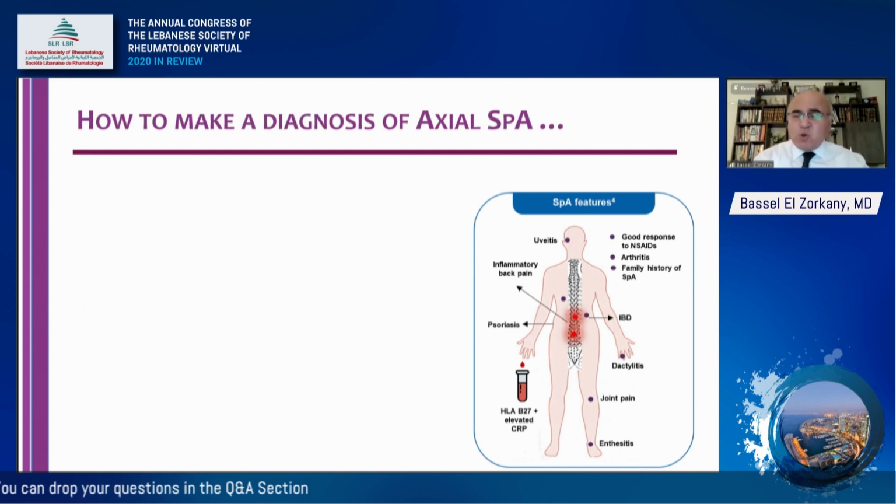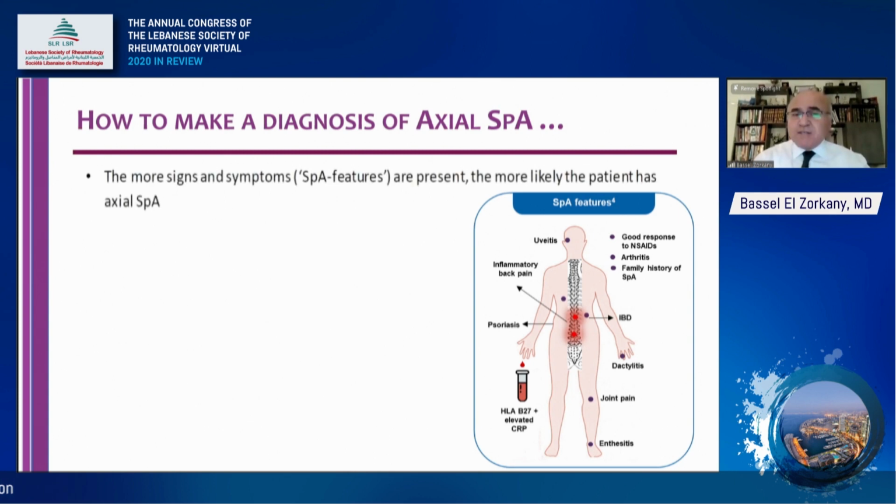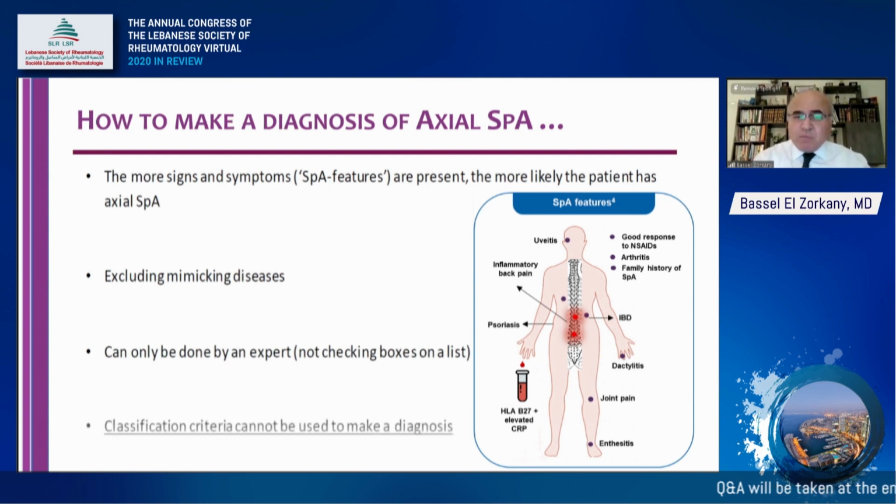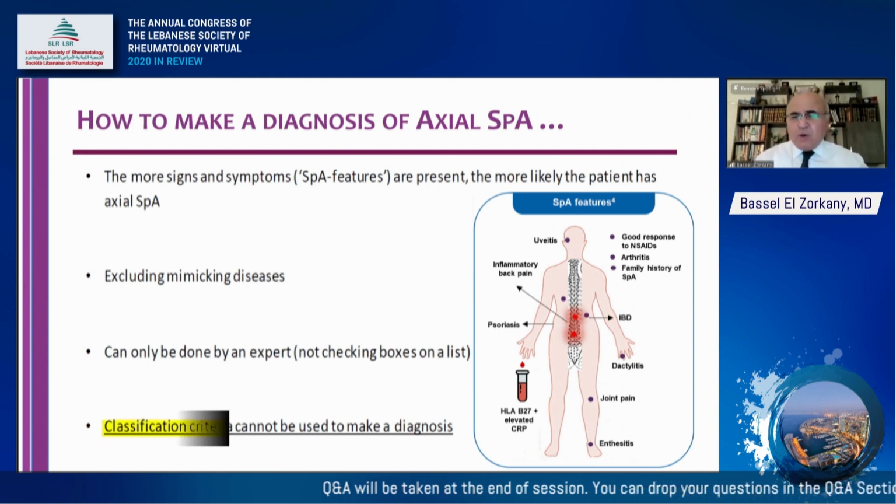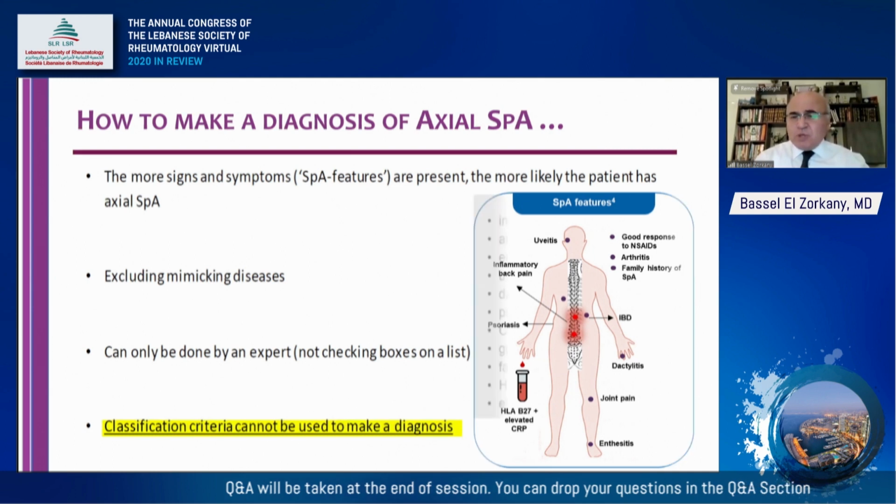We need to look at what we call the gestalt of spondyloarthritis features. That is to say, the more signs and symptoms you see, the more likely the patient will have the disease, after excluding mimicking diseases, but this is only done by an expert, not just by checking a list. Please do not use the classification criteria to make the diagnosis. This is an important point.